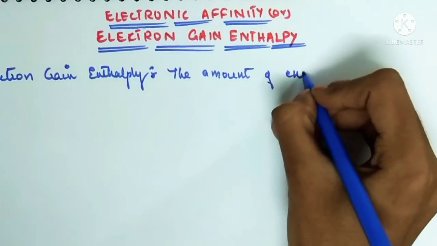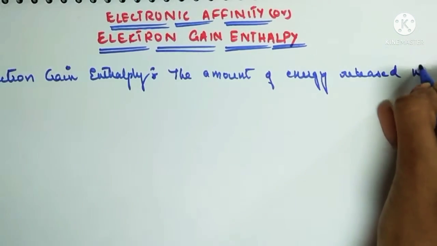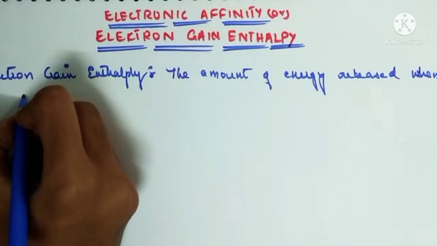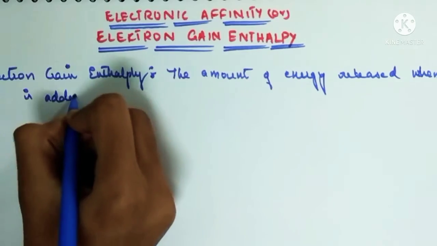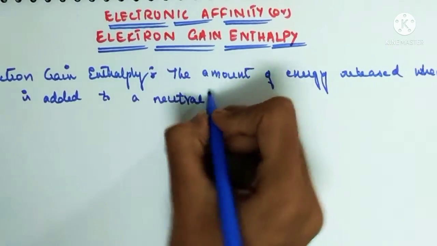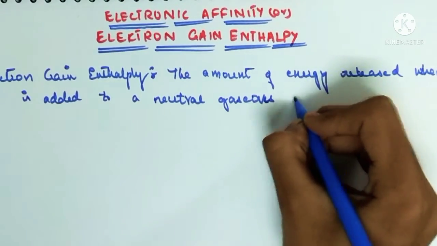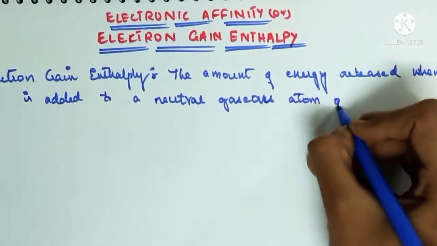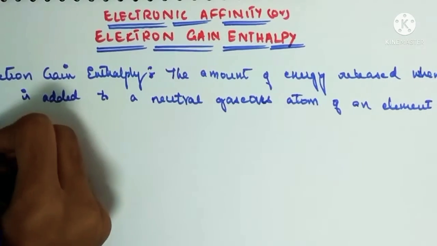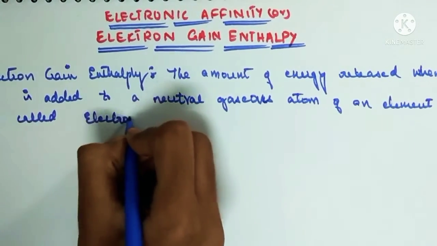The amount of energy released when an electron is added to a neutral gaseous atom of an element is called electron gain enthalpy.